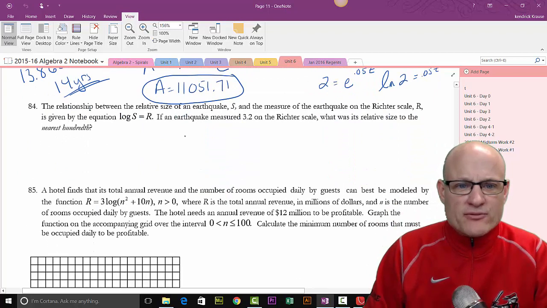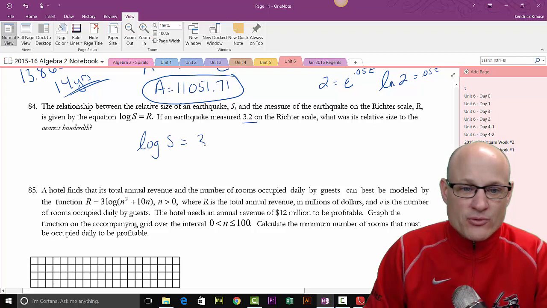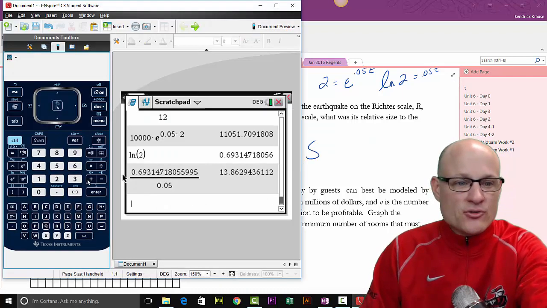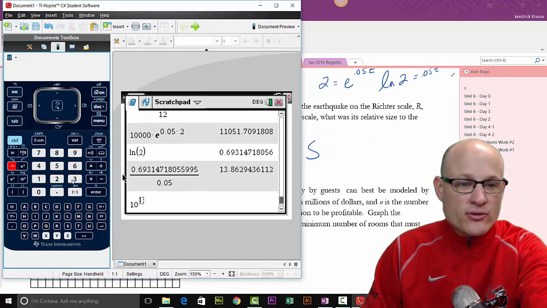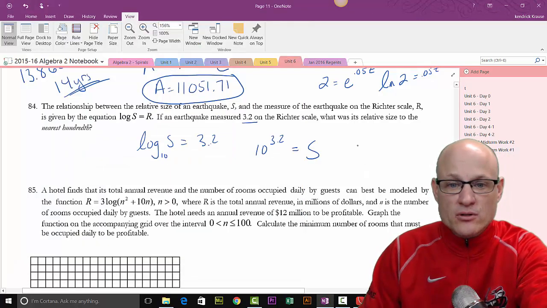The relationship between the relative size of an earthquake S and the measure of the earthquake on the Richter scale R is given by that. If an earthquake measures 3.2 on the Richter scale, what is its relative size to the nearest hundredth? So log of S is equal to 3.2. Put a 10 here, so 10 to the 3.2 is equal to S. So 10 raised to the 3.2 equals 1584.